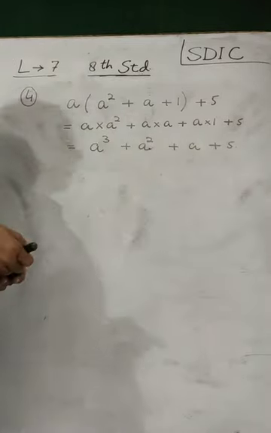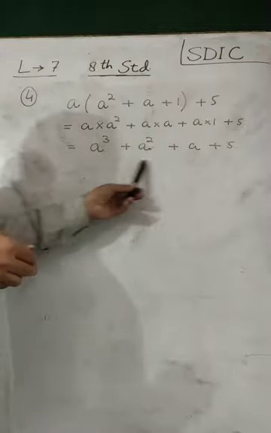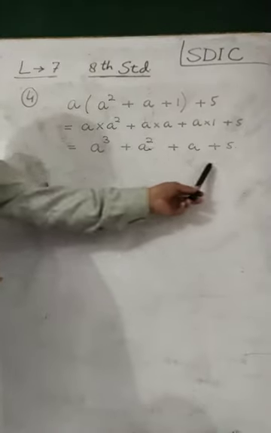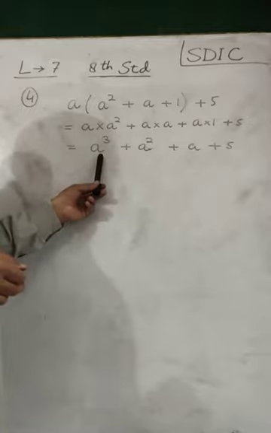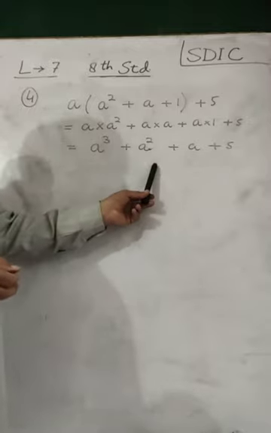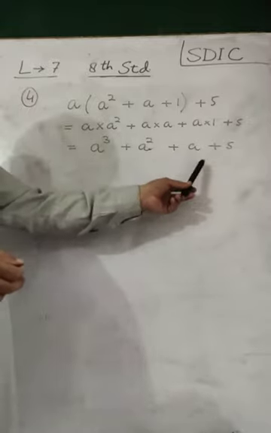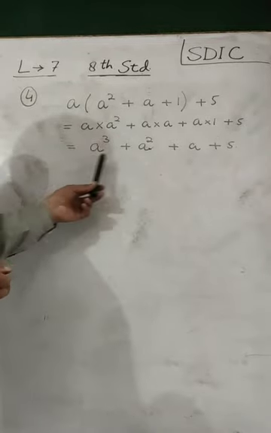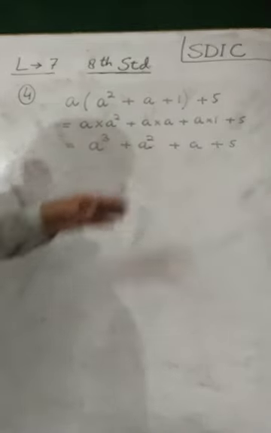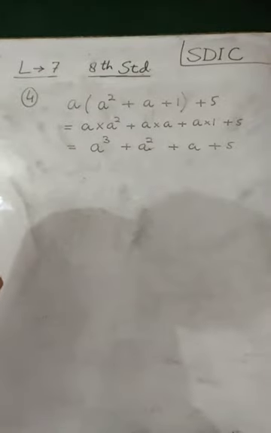These are the terms we get, and these terms cannot be further combined because all these are unlike terms. This has a cube as variable part, this has a square as variable part, this has a as variable part, and this is a constant term, all unlike terms. So this is the simplification as asked, and then you have to again find the values.